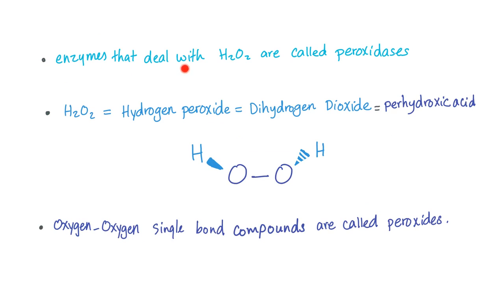Quick notes: enzymes that deal with hydrogen peroxide are called, guess what? Peroxidases. Hydrogen peroxide, H2O2, dihydrogen dioxide, or perhydroxic acid, all are the same thing. These are synonymous. And here is the formula. Oxygen-oxygen single bond compounds are called peroxide. This is called a peroxide bond.